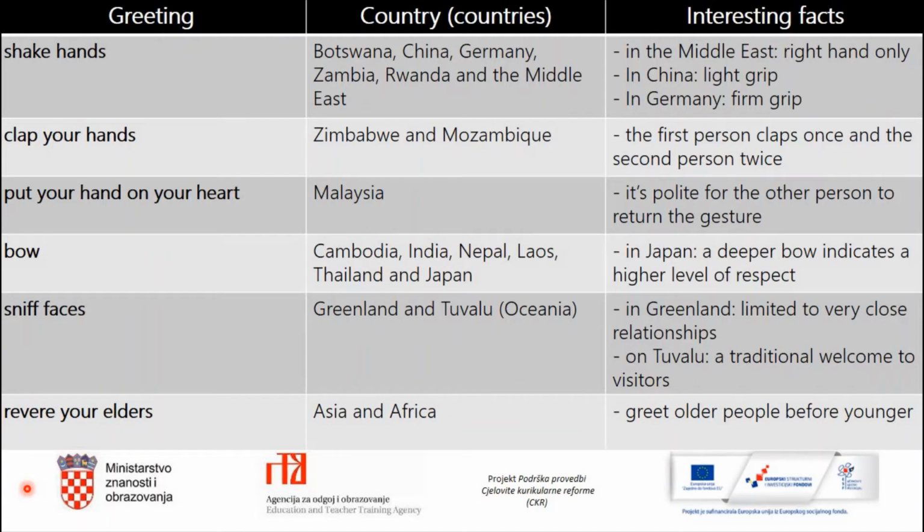In Botswana, China, Germany, Zambia, Rwanda, and the Middle East, they shake hands. But in the Middle East, they use their right hand only. In China, the grip should be light, while in Germany it should be firm. In Zimbabwe and Mozambique, they greet each other by clapping hands. The first person claps once and the second person claps twice.